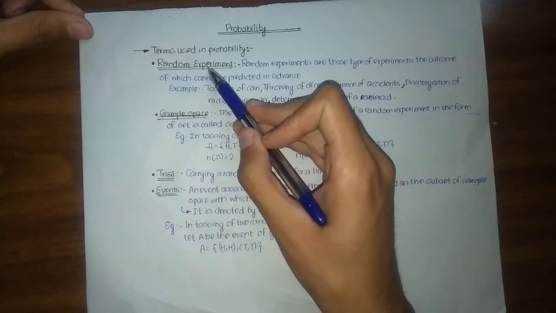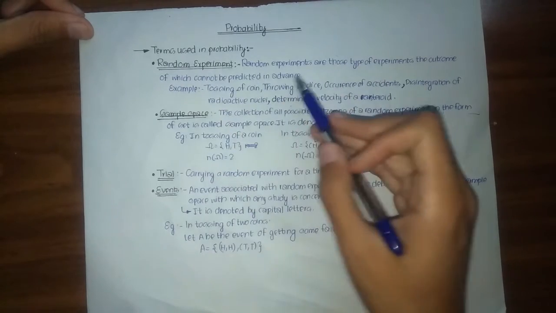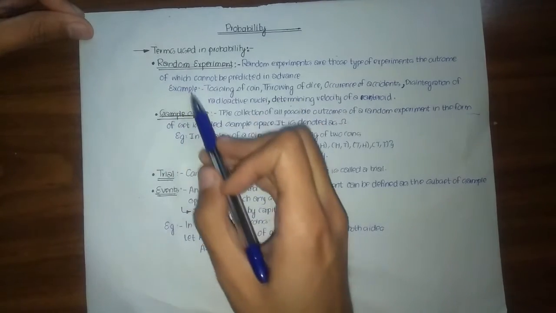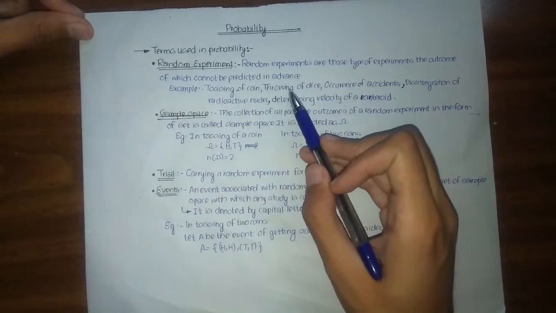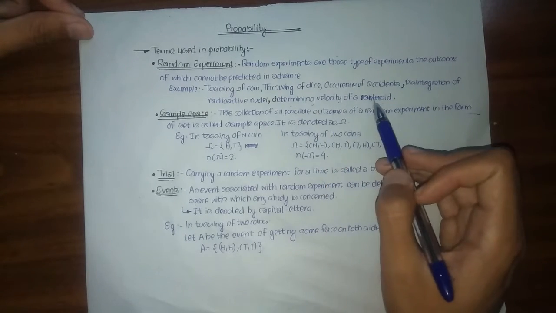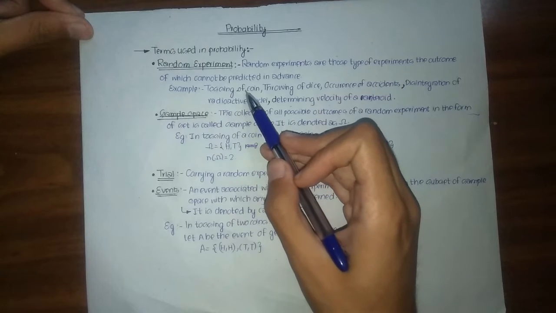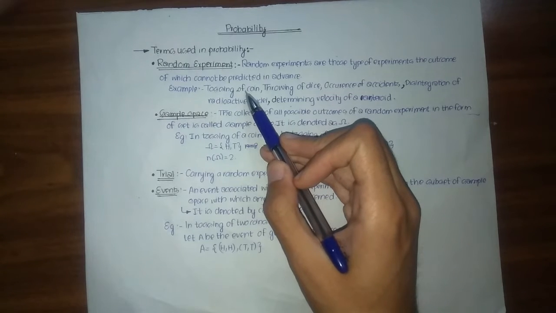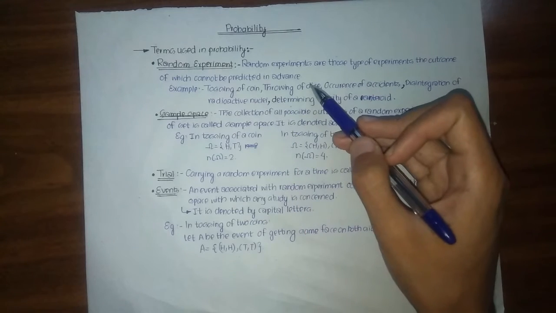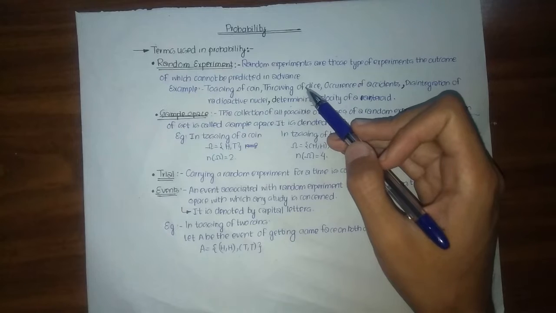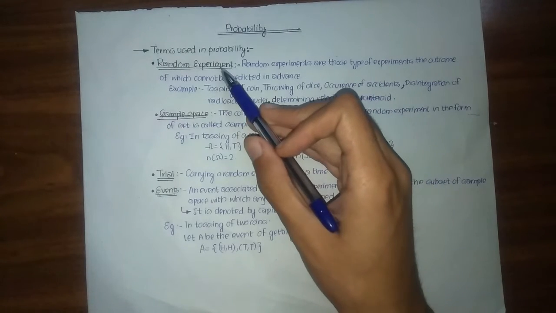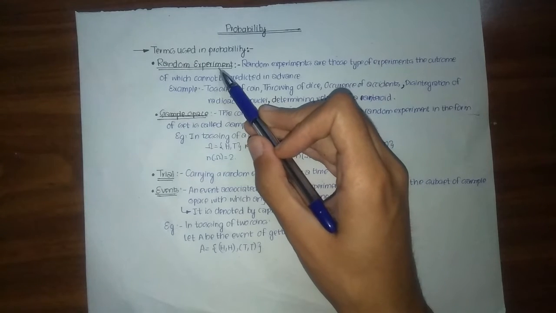But first we will be talking about random experiments. So what are random experiments? Random experiments are simply those types of experiments the outcome of which cannot be predicted in advance. So we have examples of random experiments such as tossing of a coin, throwing of dice, occurrence of accidents, disintegration of radioactive nuclei, and determining the velocity of an asteroid. For instance, for the case of tossing of a coin, we can have the outcome of either head or tail. Similarly for the throwing of dice, we can have the outcome as 1, 2, 3 up to 6. But we cannot exactly predict its outcome. Hence they come under random experiments.